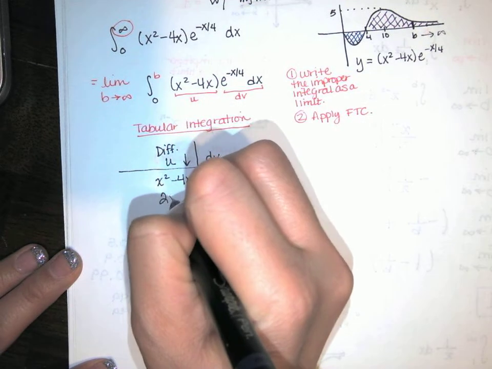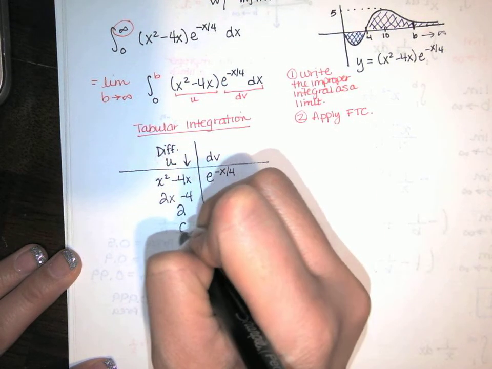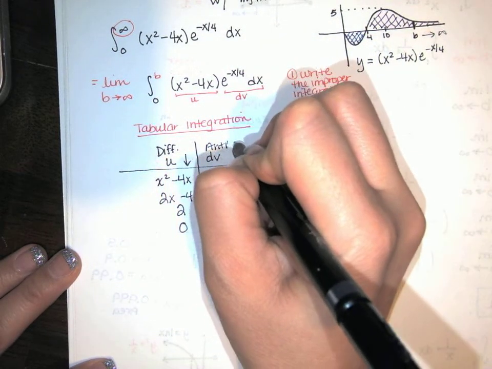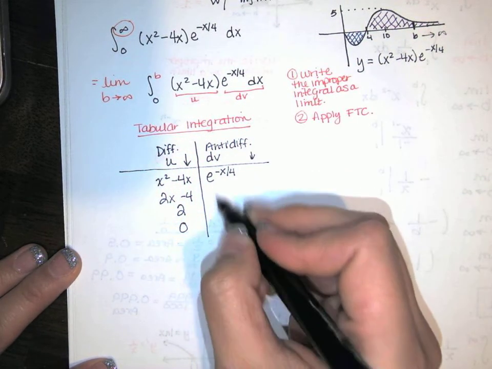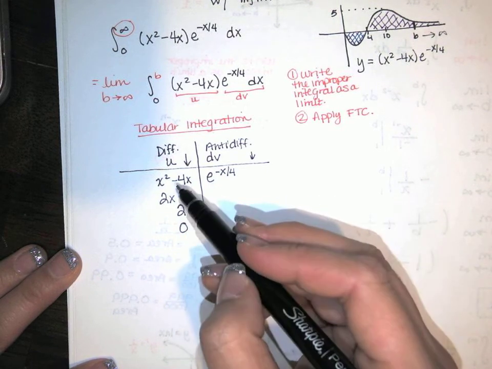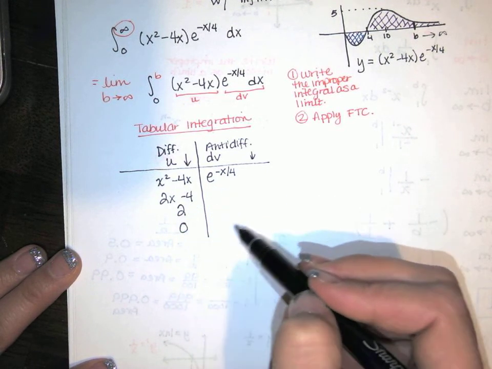So you're going to have 2x minus 4, derivative of that is 2, derivative of that is 0. And then in this column, you're going to anti-differentiate until you have as many entries in this column as you have in this column. We want the same number of rows. I've got 4 rows over here, 1, 2, 3, 4. I want 4 rows over here.